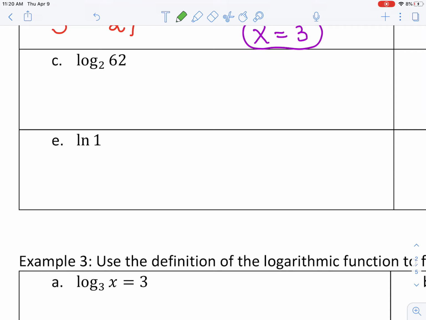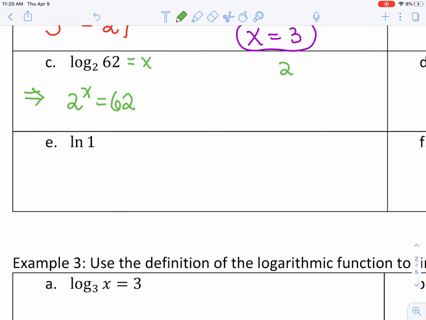Now let's try C. I'm going to try to do this by hand first. I don't know if it's going to work, but let's see. If I rewrite this in exponential form, I can write this as 2 to the x power equals 62. Now, is this doable by hand? Let's try that. 2 squared is 4. 2 cubed is 8. 2 to the 4th is 16. 2 to the 5th is 32. And 2 to the 6th is 64. Now we've got a problem.